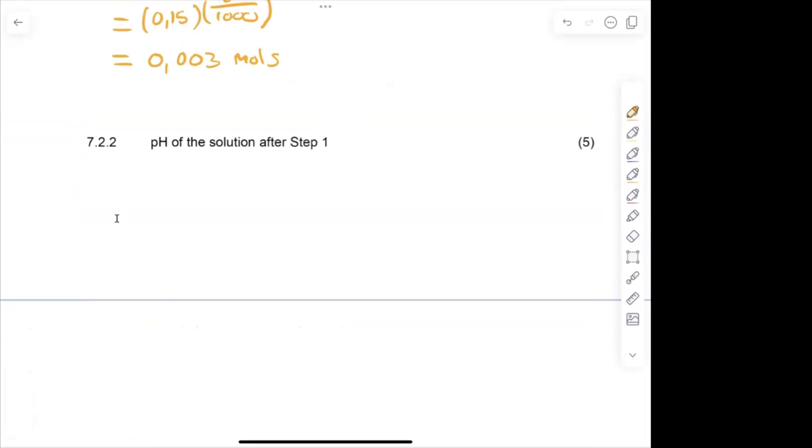So I like to put my plan ahead before I start doing any calculations. I say, well, okay, to calculate pH, what do I need? First of all, I know pH is equal to negative log of the concentration of H3O plus ions. So in this case, I need the concentration of H3O plus ions, right?